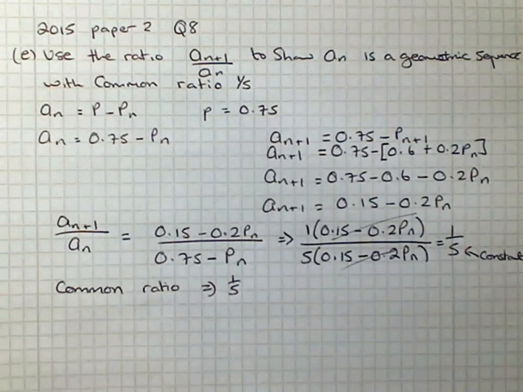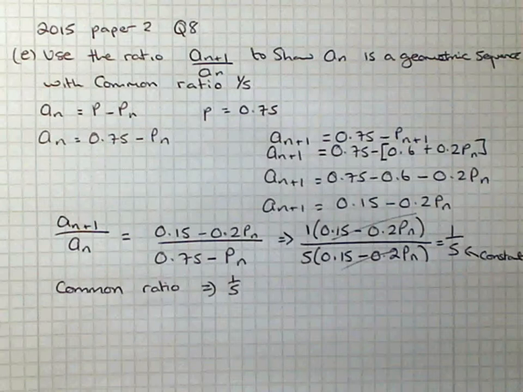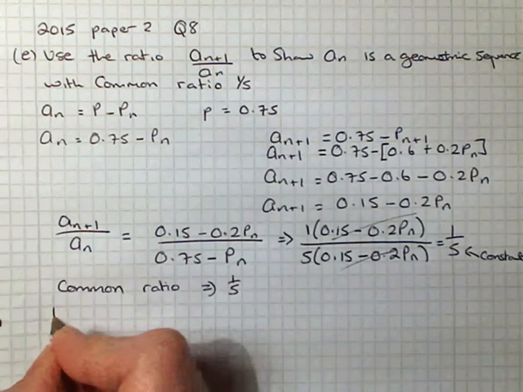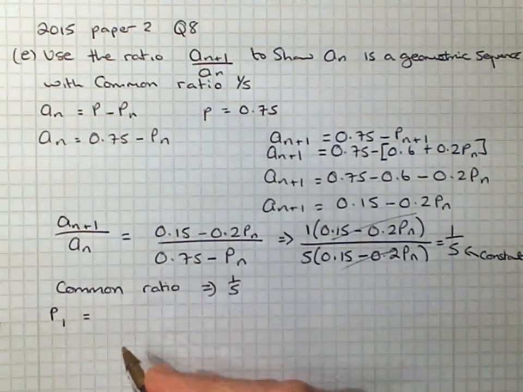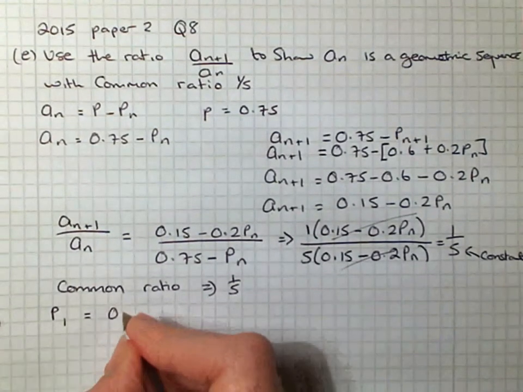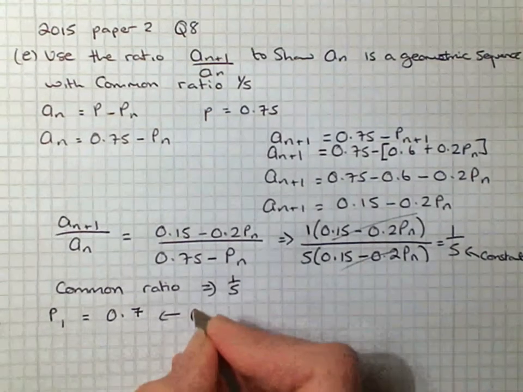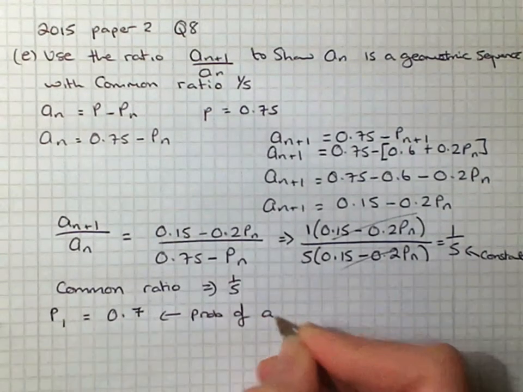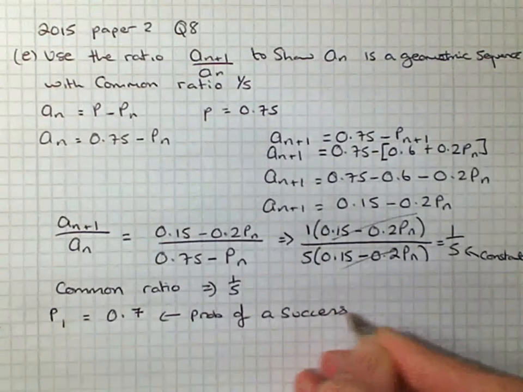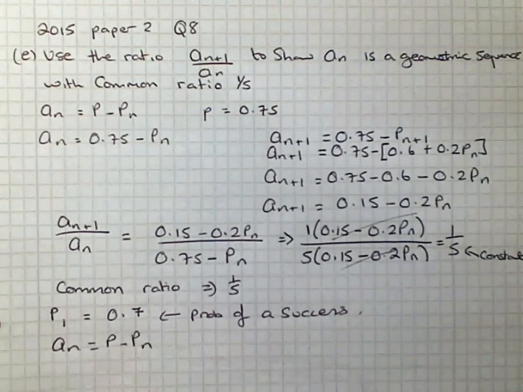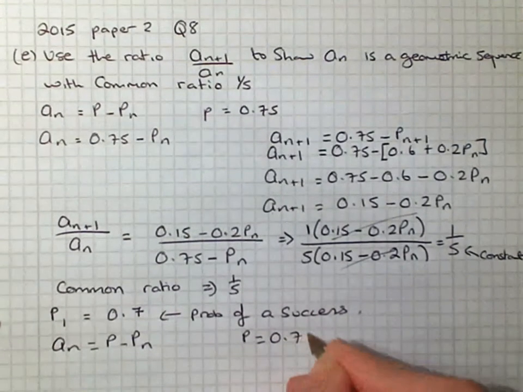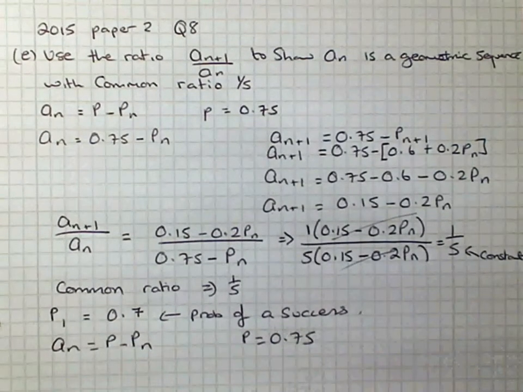Now, leading on from that, it would be best, because it's needed later on in the question, to find some of the terms in the sequence. So we know at the very start that the probability P1 of Michael succeeding is 0.7. So this is the probability of success. And we know that an is equal to p minus pn. And we know that p is equal to 0.75, proven further back in the question.